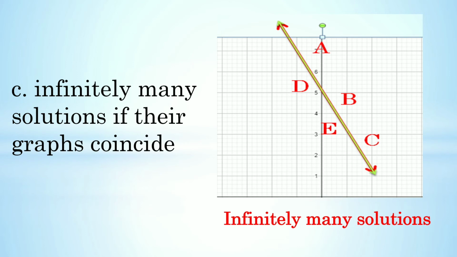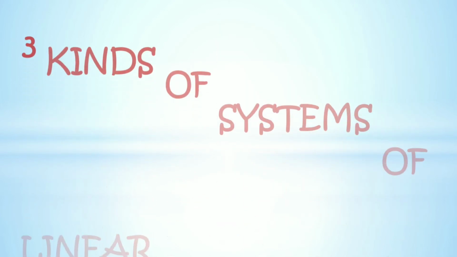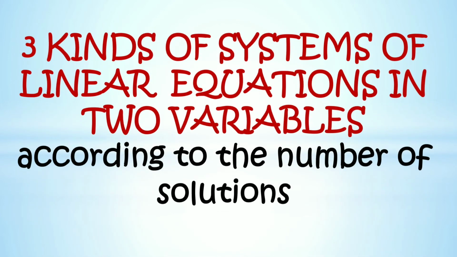So, we're talking about the solution of the system of linear equations. Sa susunod nating lesson, papakita ko yan sa inyo. Okay, so we have three kinds of systems of linear equations in two variables, according to the number of solutions. So let's have number one.